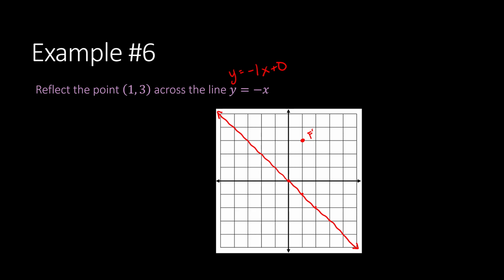Okay, so remember our line is diagonal, so we're counting diagonal boxes. 1, 2. 1, 2 to the other side. F prime. So the coordinate F prime is -3, comma, -1. So vertical and horizontal, we count vertical and horizontal boxes. Diagonals, we count diagonal boxes.